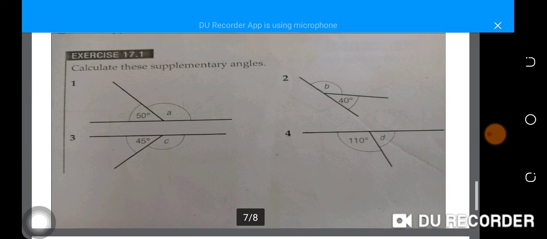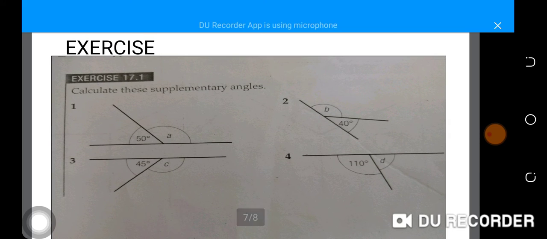So here we have the exercise. The question says calculate these supplementary angles. We have number 1. We have been given supplementary angles, angle 50 degrees and angle A. What is the value of A? Just subtract 50 degrees from 180 degrees. So A is equal to 180 degrees minus 50 degrees. Why? Supplementary angles. Then you get the answer. You can just complete the other questions, questions 2, 3 and 4.